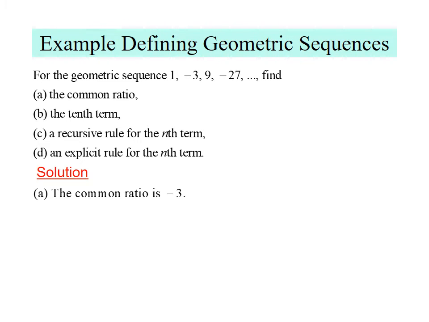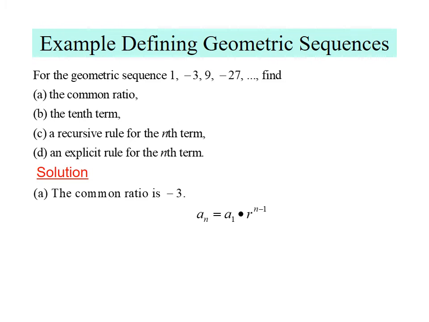The common ratio of this sequence can be obtained by finding the ratio between any two consecutive terms of the sequence. For example, if you pick -3, the term preceding this term is 1, you divide -3 by 1, and that gives you -3. If you pick 9, the term preceding 9 is -3, so 9 divided by -3 is -3. If you move on, you will get the common ratio, which is constant, equal to -3.